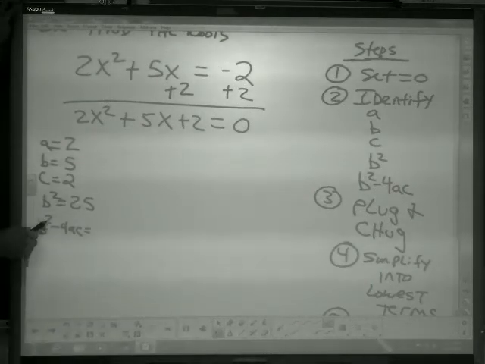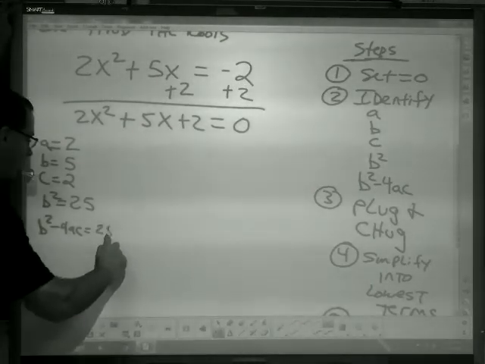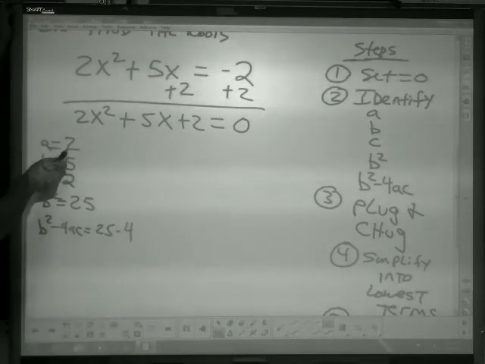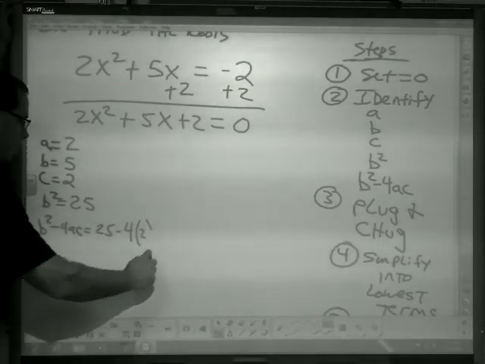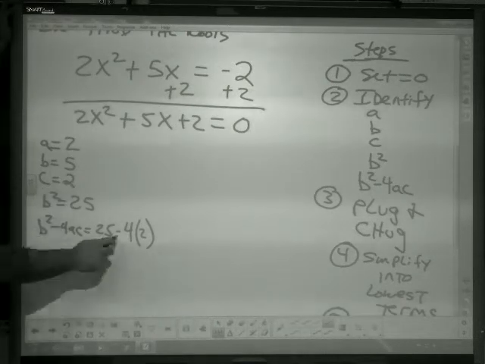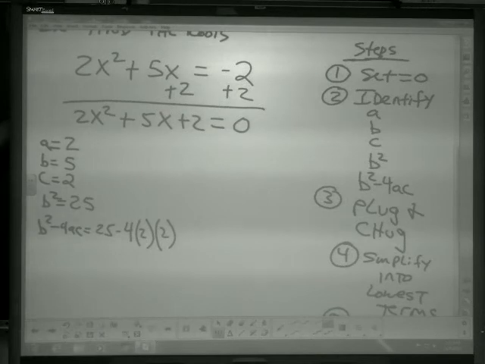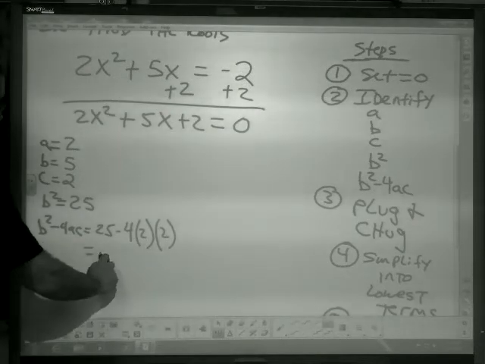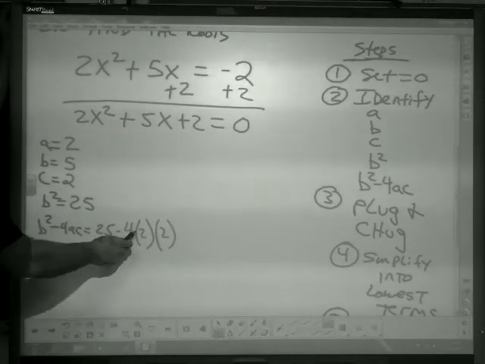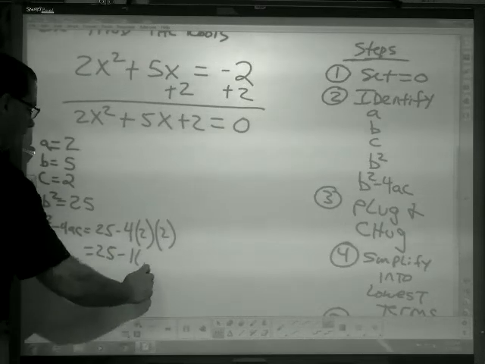Now, B squared, I know what that is, 25, minus 4 times the A part, I'll put a 2 there, times the C part, I'll put a 2 here. It's just a process we're going through. B squared minus 4AC. Okay, so this is 25 minus 4 times 2 is 8, times 2 is 16.